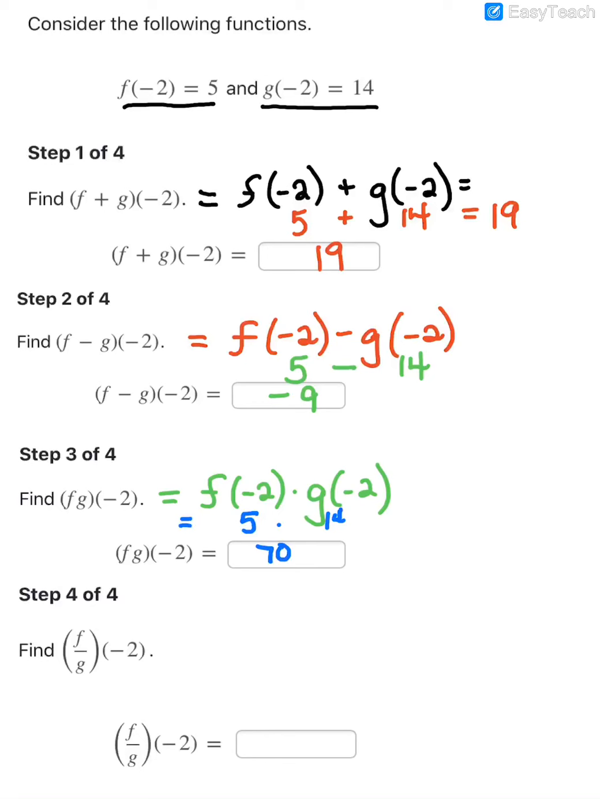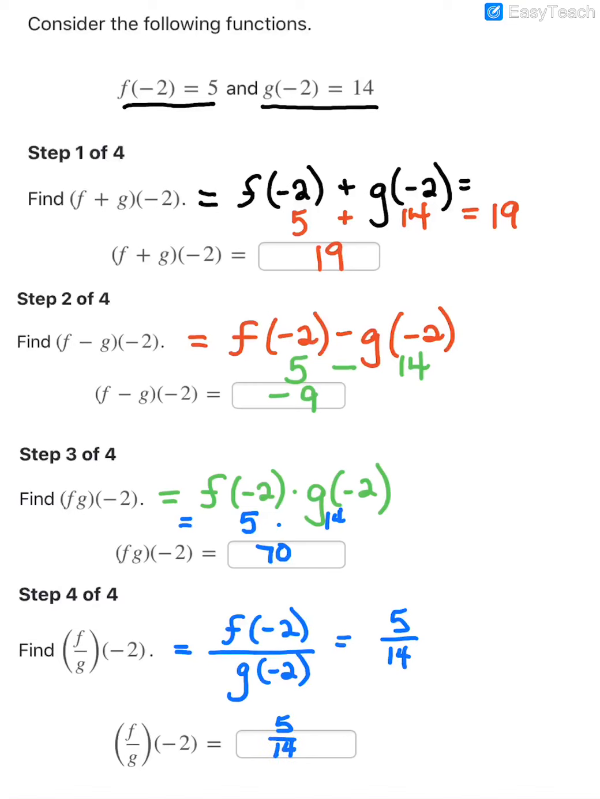And then finally, when they have the f divided by the g of -2, we'd have the f of -2 divided by the g of -2, and in this case 5 divided by 14, and they do not want you to put that as a decimal.